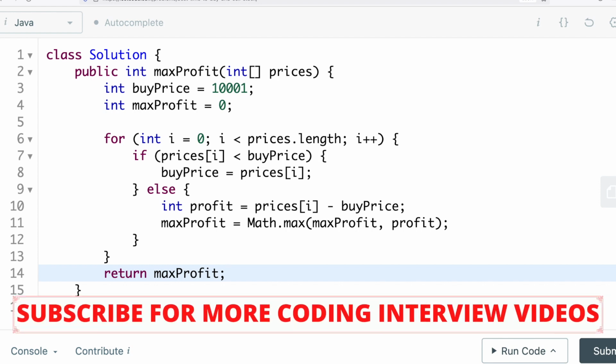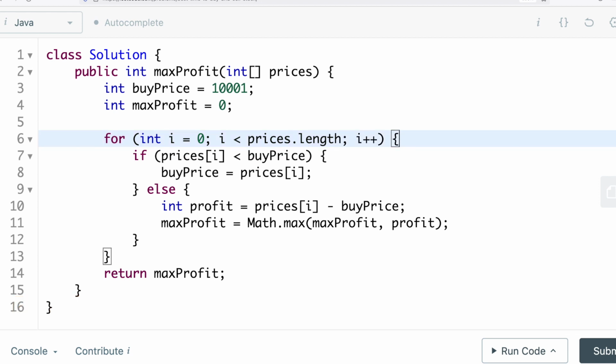So to explain it quickly, I'm iterating through the input array of prices. If the current price of the stock is less than my buy price, which it will be because I have initialized buy price to a very large number, then I'm setting buy price to the current price of the stock. If the current price of the stock is greater than my buy price, that means I can sell the stock and make a profit. But is this the maximum profit? For that, I'm calculating the profit, and then using math.max, I'm finding the larger of the two and assigning it to the max profit. Finally, I break out of the loop and return the max profit value.